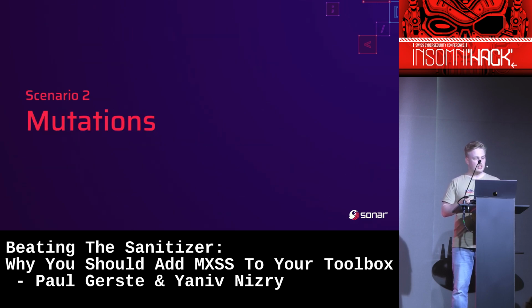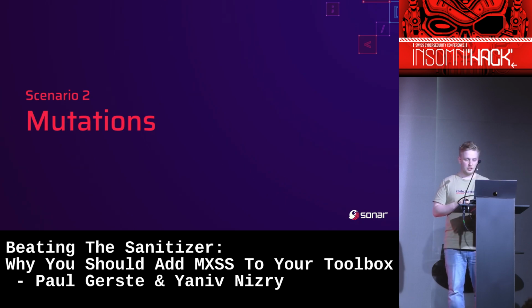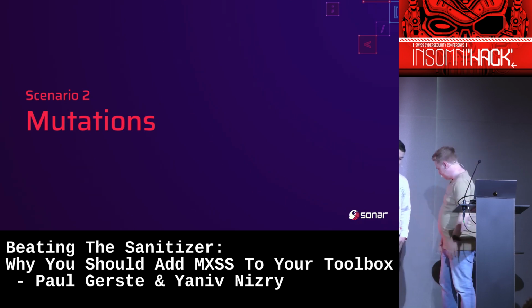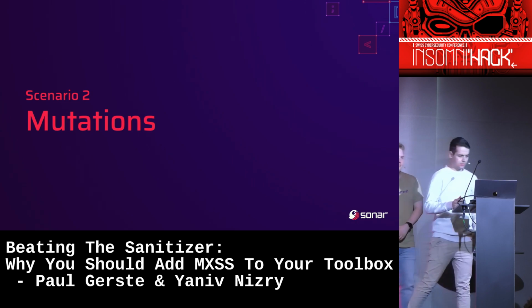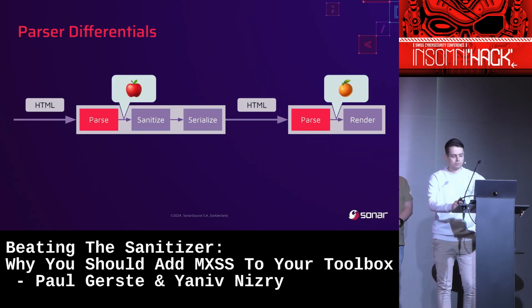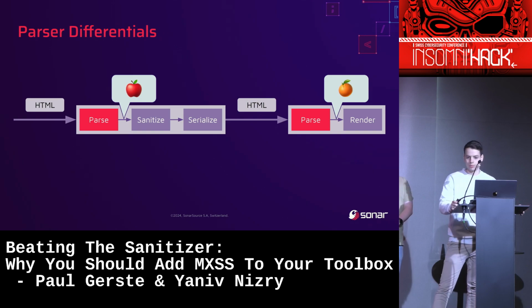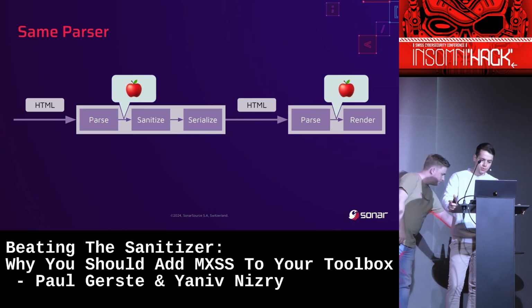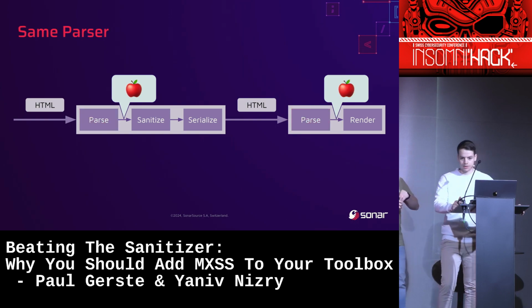So this was the part about parser differentials. And now Yaniv is going to tell you about mutations. Thank you, Paul. Yeah, so getting into our second scenario. Paul just demonstrated what could go wrong if we compare apples to oranges. Now, I have a different question: can something go wrong if we compare apples to apples? Well, the answer is yes.